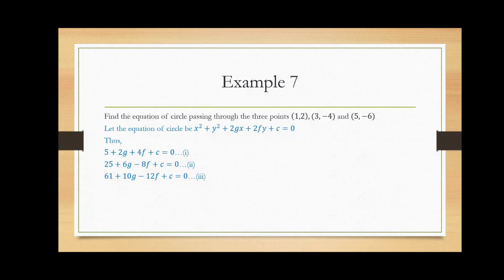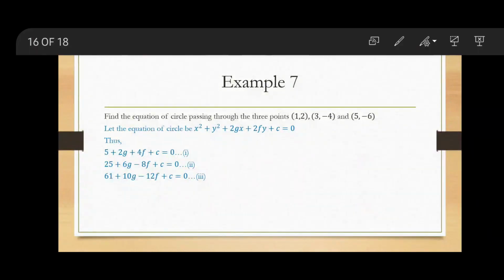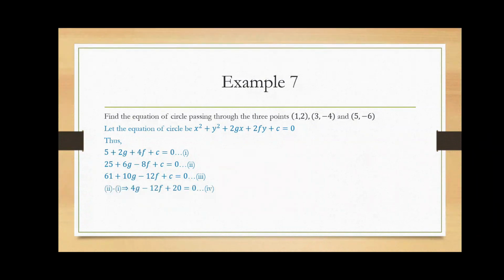But for time being, as we don't know that, we are going to try doing it indigenously by taking 2 at a time and cancelling out one of the variables and making it a 2 variable equation, and then solving them simultaneously to get the values. So let us do what? Let us do 2 minus 1. So equation 2 minus equation 1 gives me 4g minus 12f plus 20 equals to 0. Mark it as number 4.